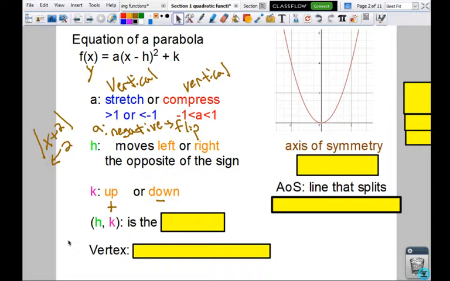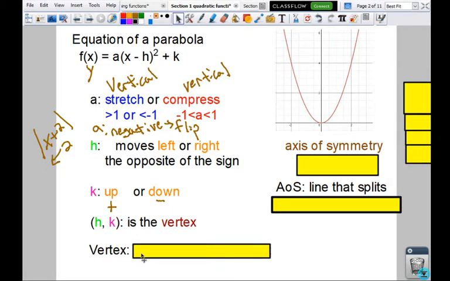And this is where it gets a little bit different than absolute value. If I take my H and my K, and remember H, since it's the opposite, is the opposite of whatever sign is there. We'll look at that later. But if I take HK, that is what's called the vertex of my parabola.